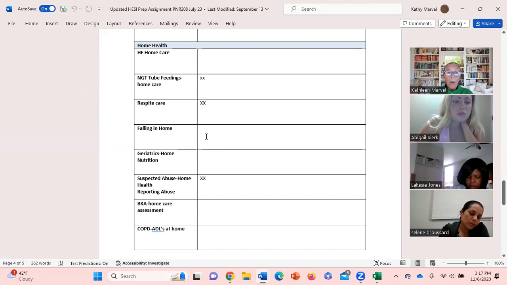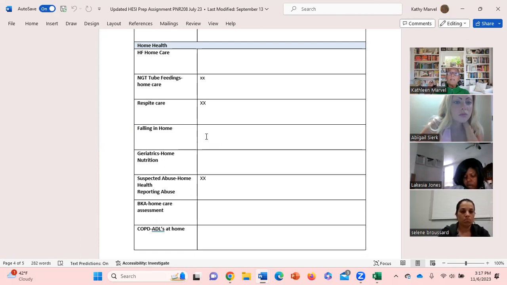The section on home health care. Is HF heart failure? Yeah, heart failure in the home. NG tube feedings in the home. And I told you that this community HESI is very med-surg focused. So heart failure in the home, feedings in the home, what's respite care, falling in the home, what do we need to look for?